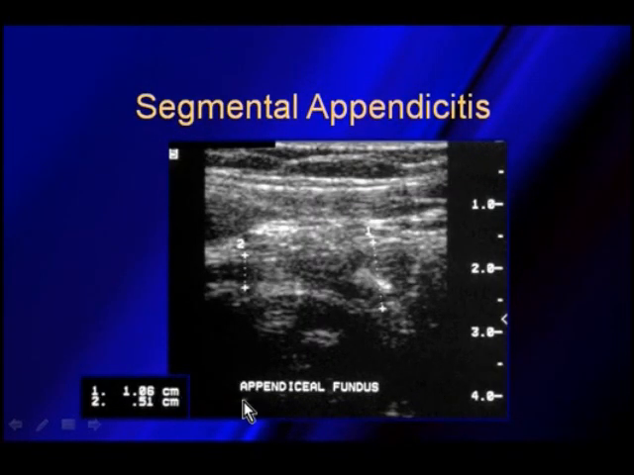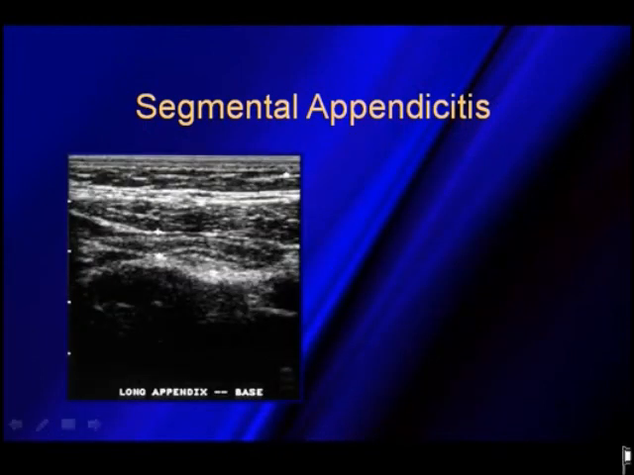Looking at this patient, you can see that the proximal portion measures 5 millimeters and appears to be normal. We even can see the collapsed lumen through this portion of the appendix. And then we can see here's an appendicolith, and the distal fundal portion of it is 11 millimeters in measurement. So you can see the difference with segmental appendicitis on this particular patient.